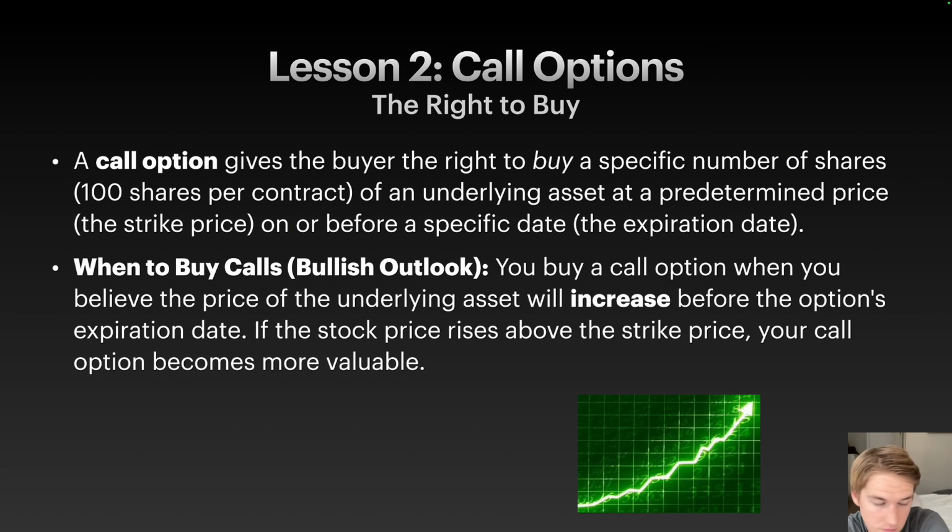Lesson 2. Call options. Call options are going to give you the right to buy. So a call option gives the buyer the right to buy a specific number of shares, 100 shares per contract. So every contract that you buy correlates to 100 shares of that stock, of an underlying asset at a predetermined price on or before a specific date.